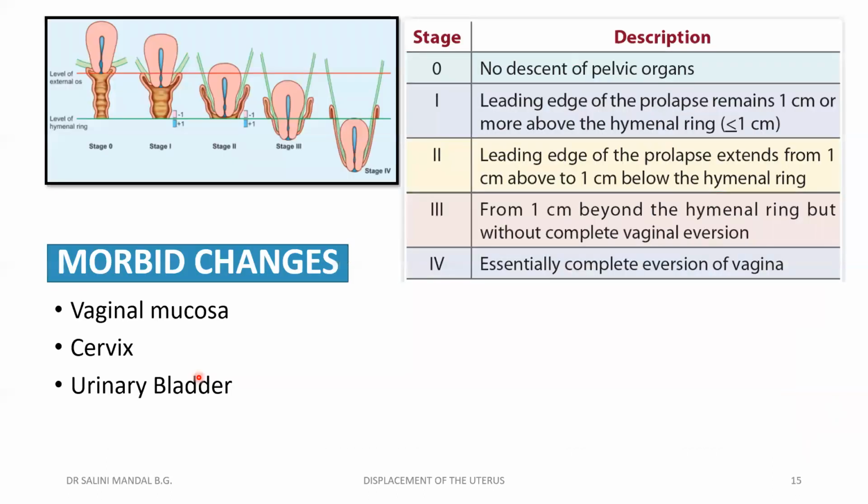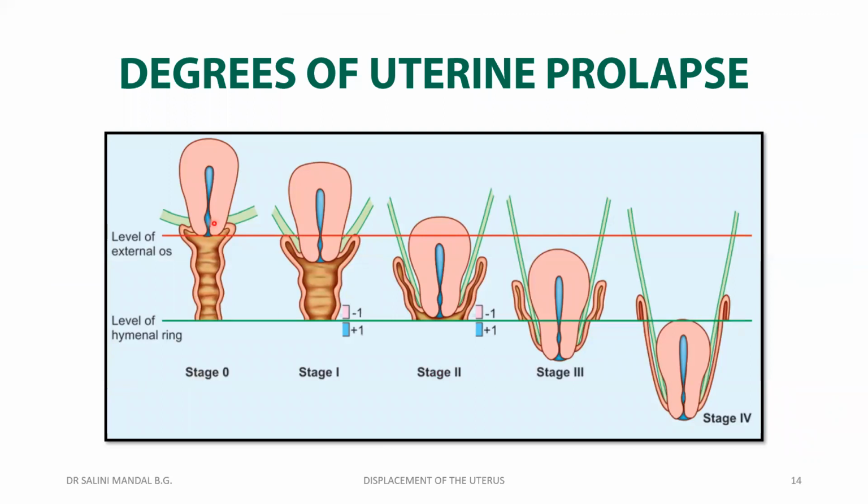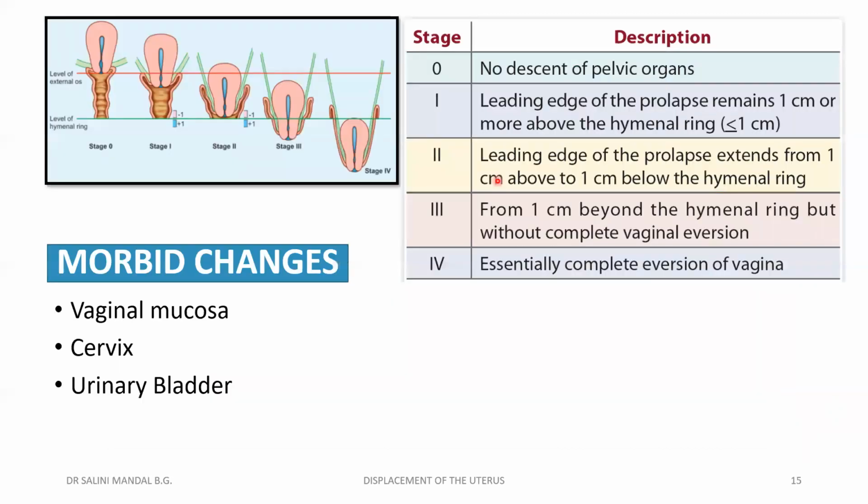The next one also we have the diagram so that we can learn. Please see the diagram very carefully. The degrees of uterine prolapse. There are basically 3 degrees of uterine prolapse. Here I have written that is a different one. This is basically the quantitative scoring of the pelvic organ prolapse. Now, let's talk about the 3 degrees.